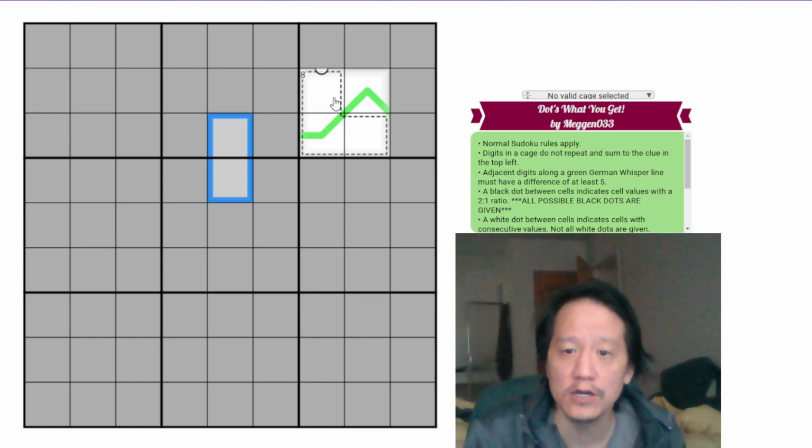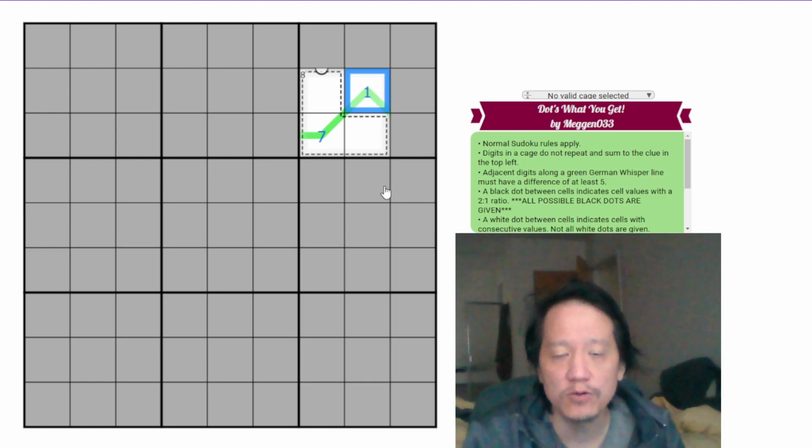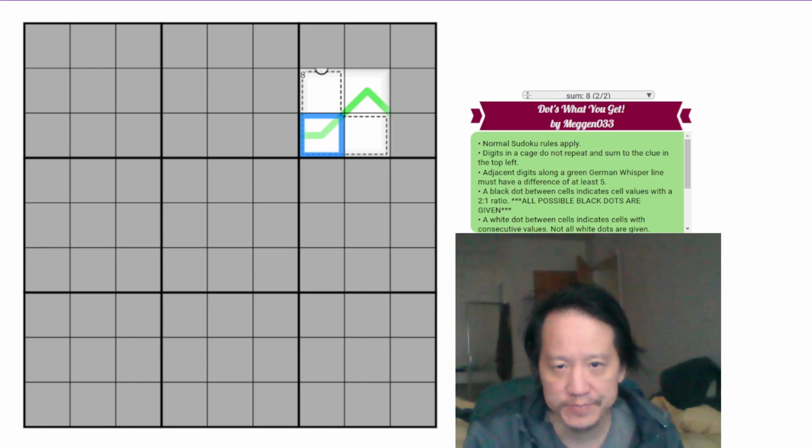Adjacent digits along a green German whisper line must have a difference of at least 5. So for example, if this was a 7, this would have to be 1 or 2, because it has to have a difference of at least 5 on the German whisper line.